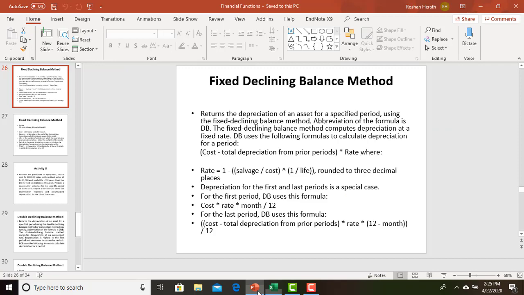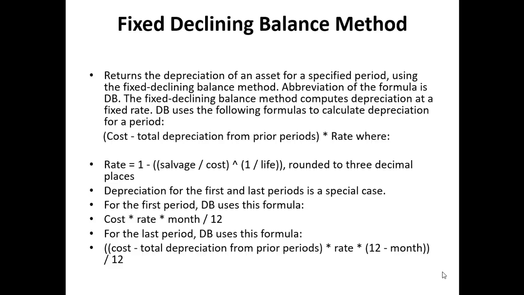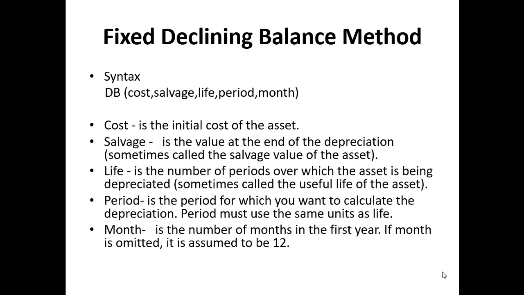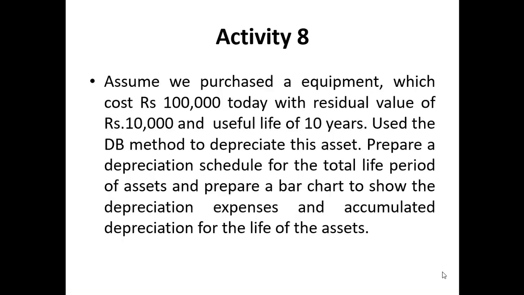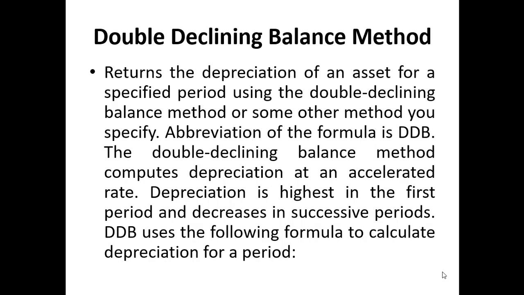Right. Now let's move on to the third depreciation method, and that is called the fixed declining balance method. So this method is also another variation of the declining balance method. We have to move to the double declining balance method. In the double declining balance method, this is also a variation of the declining balance method. So that is also another method that is used under the declining balance techniques.